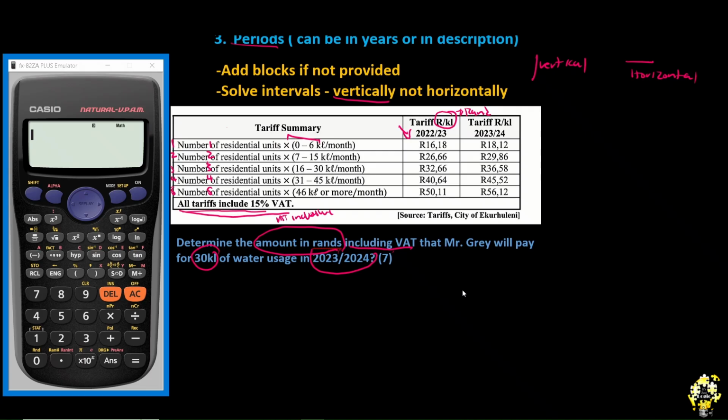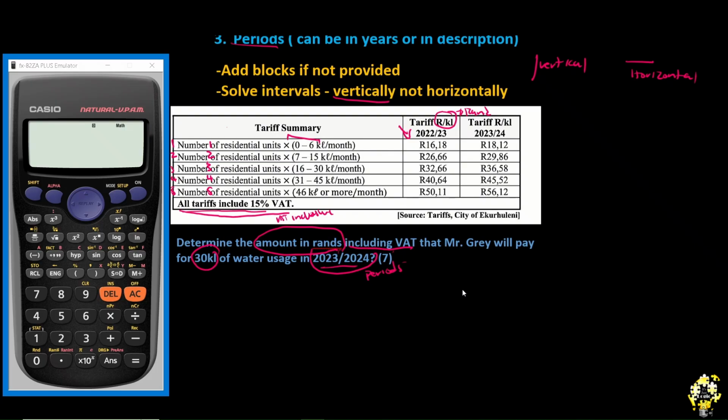And let's continue. So 30 kiloliters, this is the water usage. We need to know how much they are going to pay for having used 30 kiloliters. These are the periods we're talking about. Remember the periods we're talking about? And then this is 2022 to 2023. But the period here says it should be 2023 to 2024.